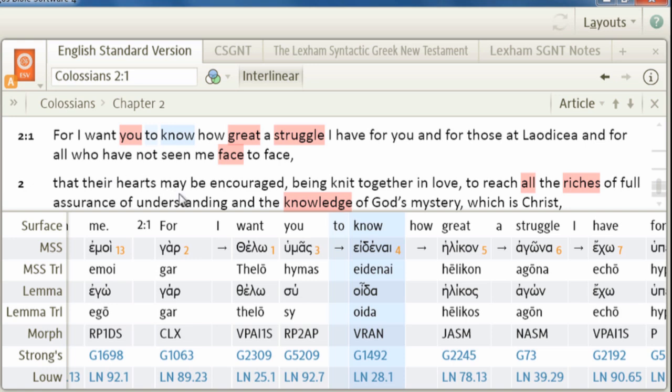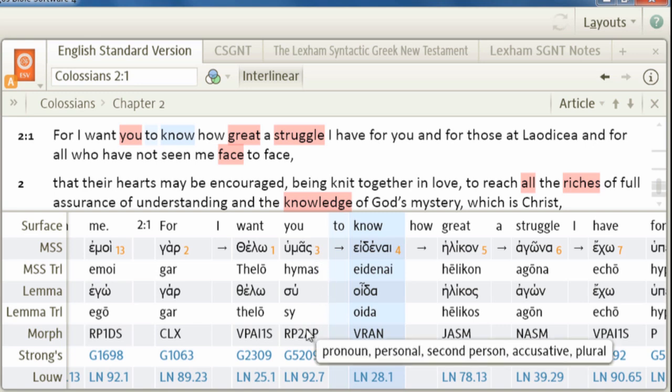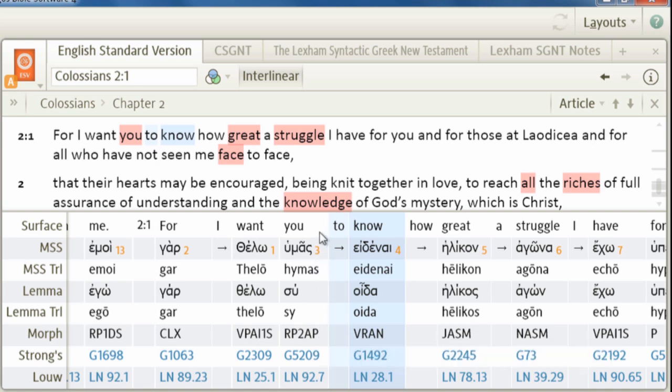Let's look at the reverse interlinear pane. Here are my two verbs. The first one, thelo, which is translated in the ESV want, and eidenai, which is translated in the ESV to know. And here we have humas, which is in the accusative case, translated you, functioning both as the object of the verb want, but also functioning as the subject of the verb to know.